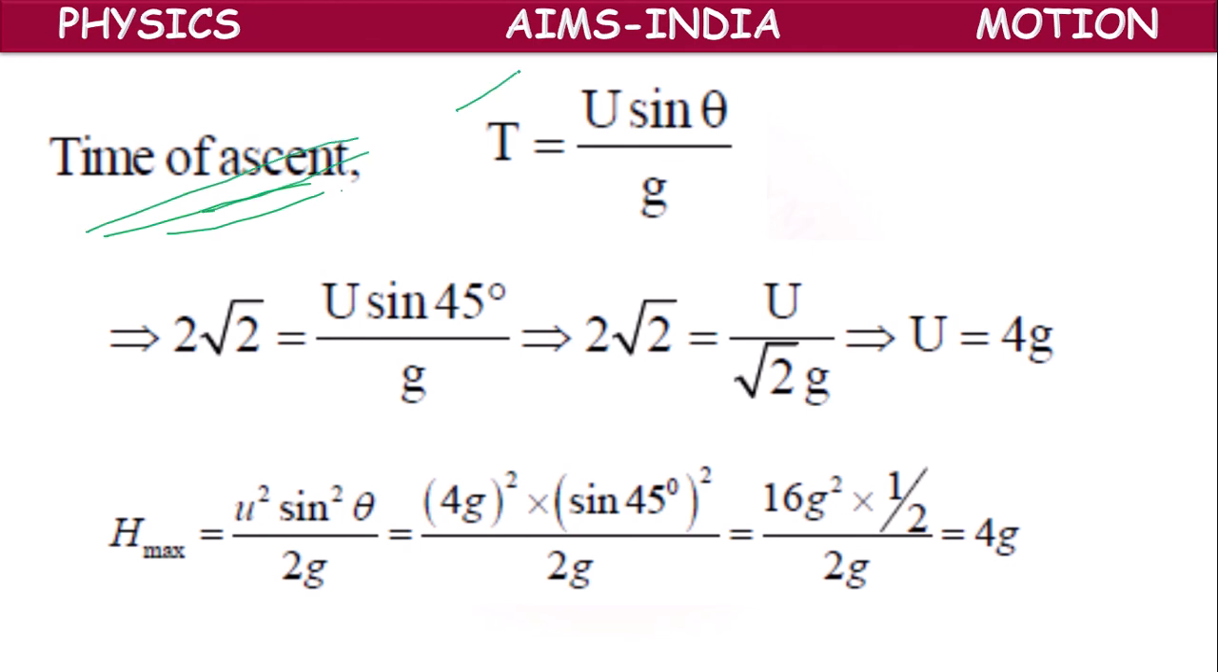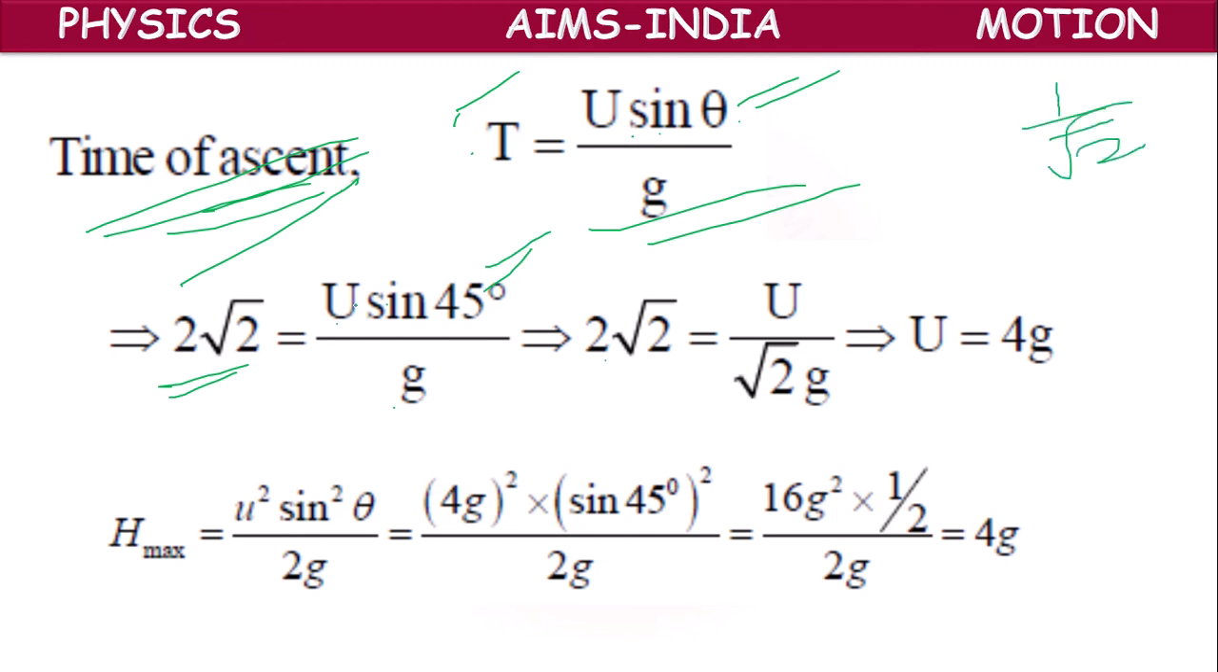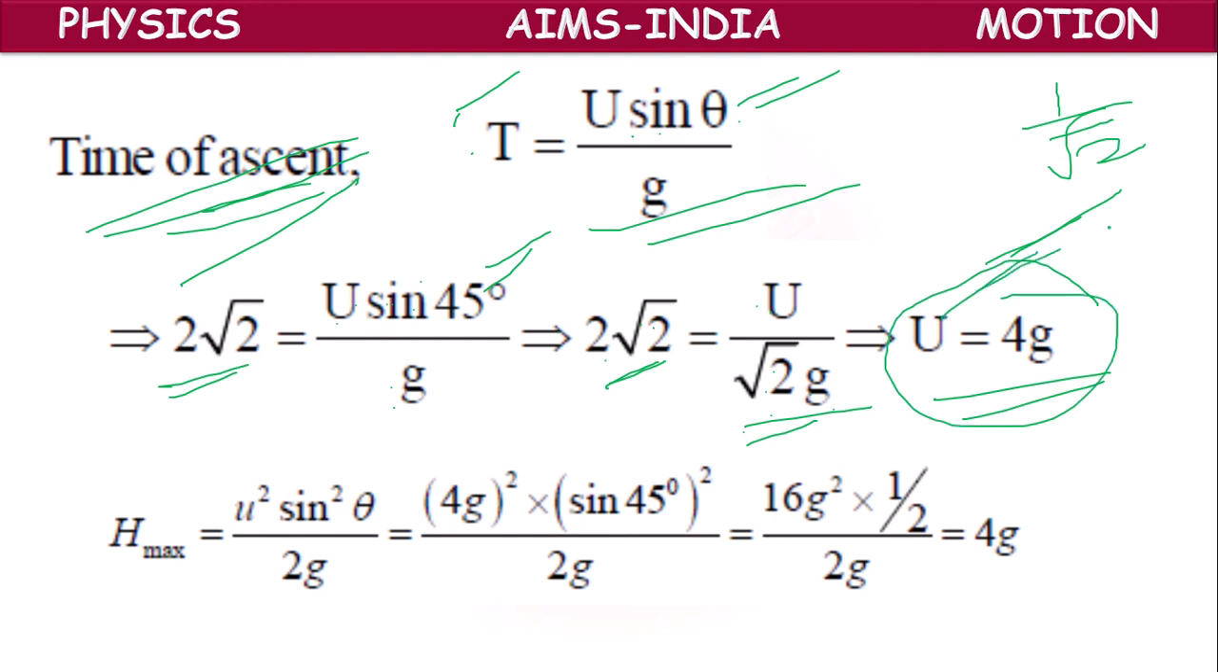Time of ascent formula, T equals u sin theta by g. Time of ascent 2√2 is given. So 2√2 equals u into sin theta, angle of projection 45 degrees, by g. Sin 45 degrees value is 1 by √2. So u into 1 by √2 by g, which is equal to u by √2g. Multiplying, √2 into √2 is 2, 2 into 2 is 4. So we will get u equal to 4g. We have got the value of u.